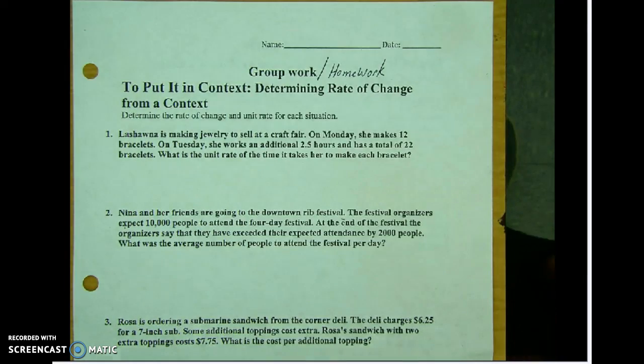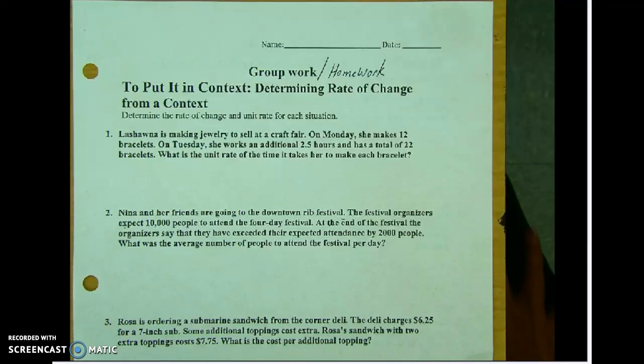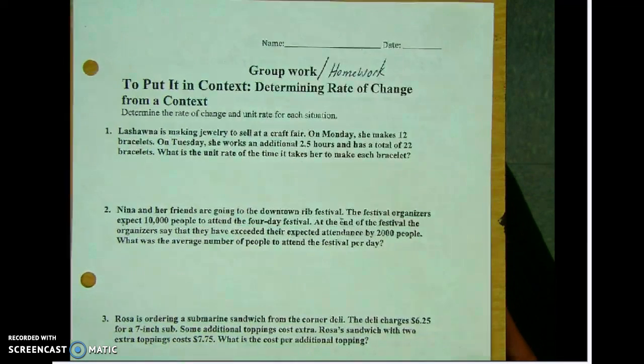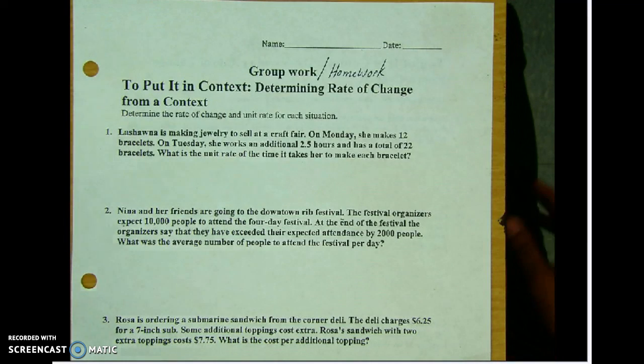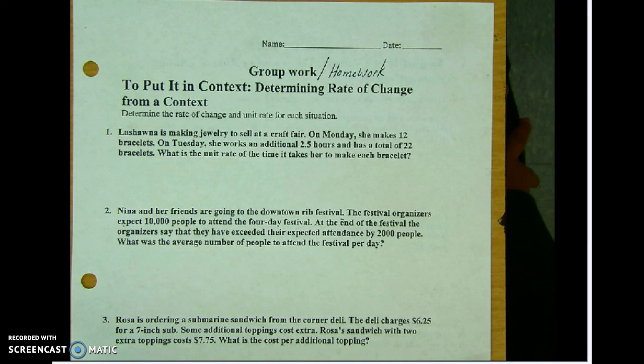So this is your group work / homework on rate of change from a context. Lashana is making jewelry to sell at a craft fair. On Monday, she makes 12 bracelets. On Tuesday, she works an additional 2.5 hours and has a total of 22 bracelets.